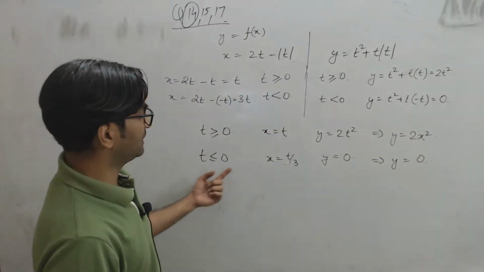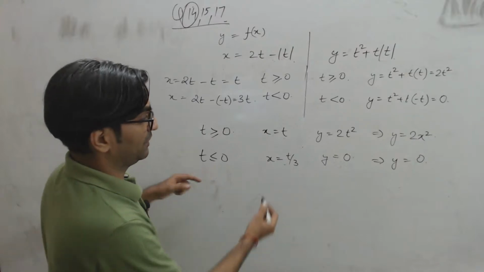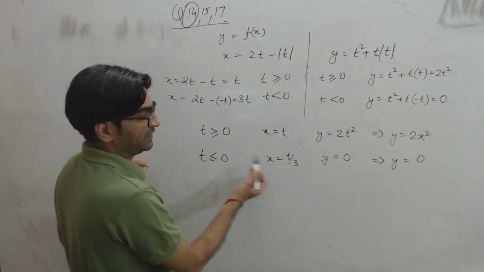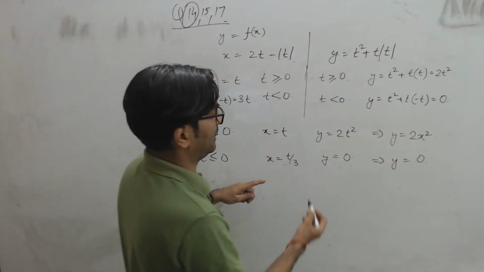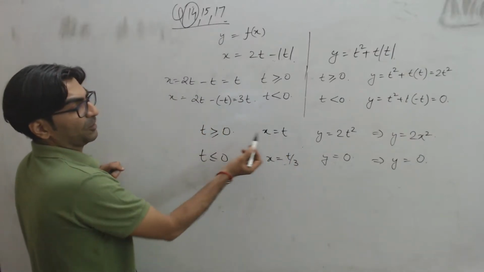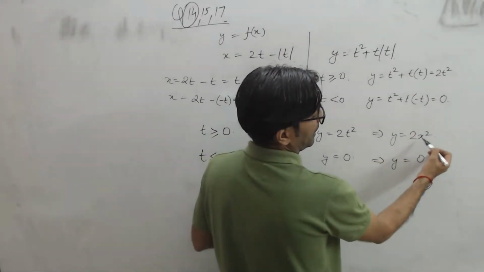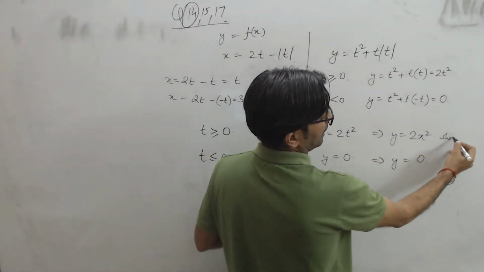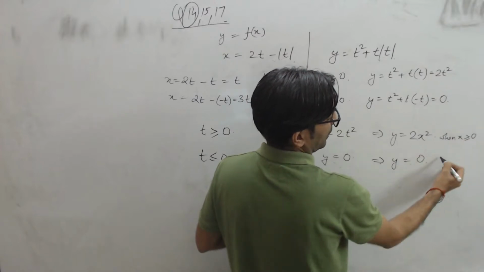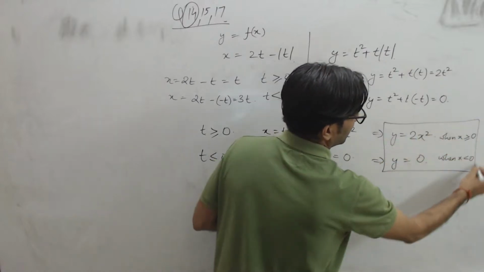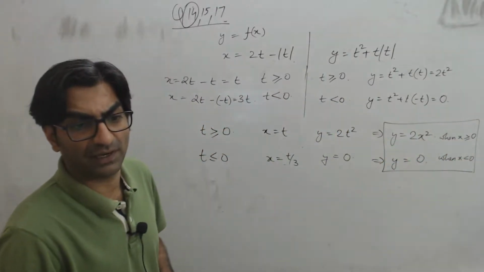And where is t negative? T will be negative when x is also negative, because x will be t by 3. So if t is negative, x will also be negative. And when t is positive, x is equal to t, so x is positive in that case. So basically you'll end up getting y is equal to 2x square when x is greater than or equal to 0, and y is equal to 0 when x is negative, right? So this is something that I can figure out.